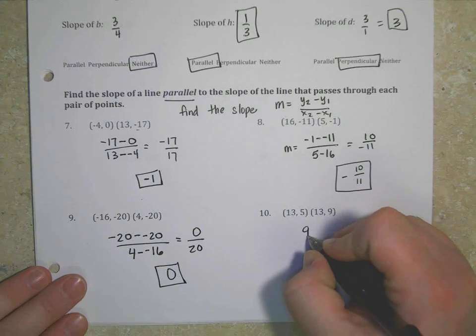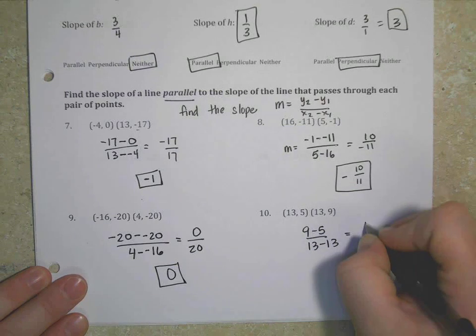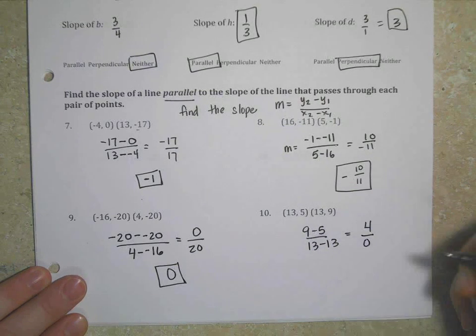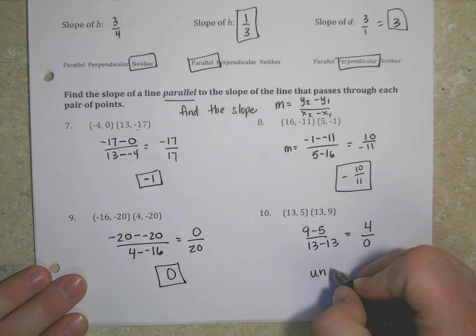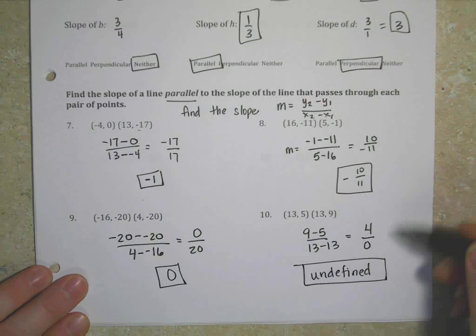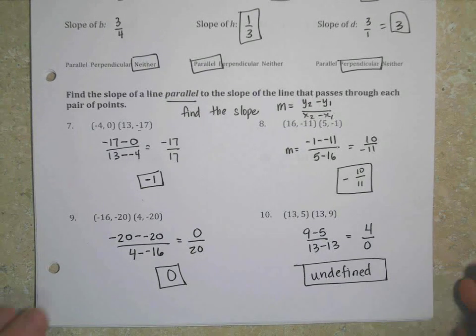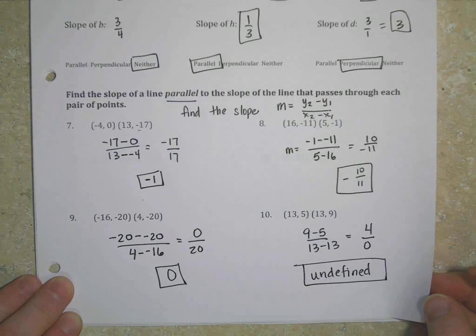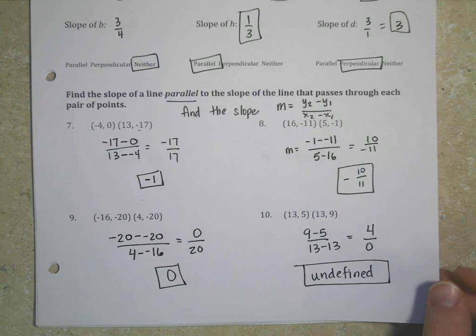And number 10, 9 minus 5 over 13 minus 13. 9 minus 5 is 4. 13 minus 13 is 0. Because 0 is under the line, we know the slope is undefined. If you put 4 divided by 0 in your calculator, it says divide by 0 error, so that's your clue that you have done something wrong and that it's an undefined slope. I guess you didn't do anything wrong. It means that it's an undefined slope.